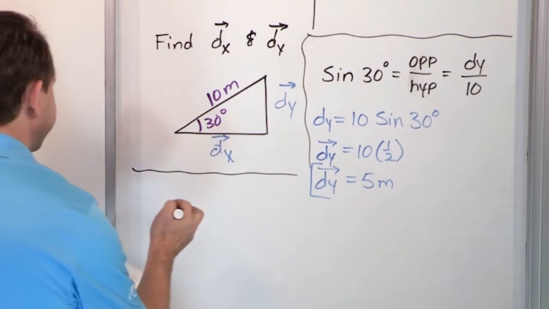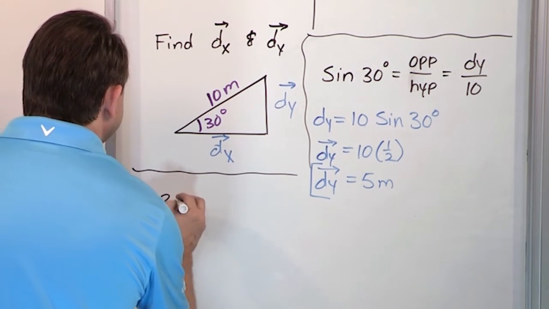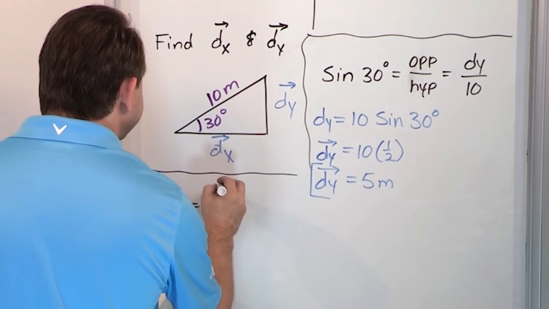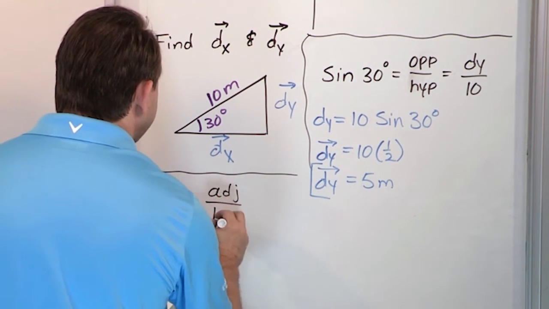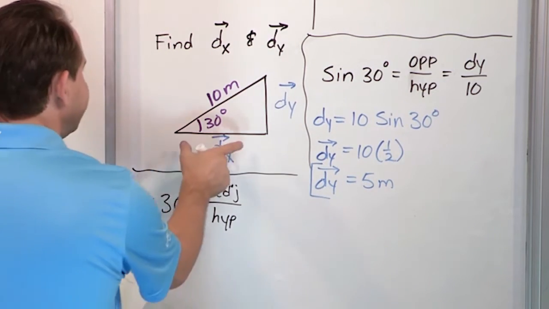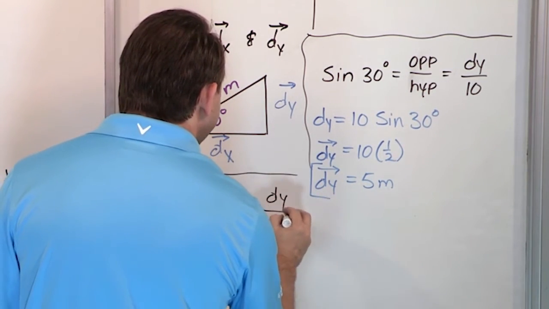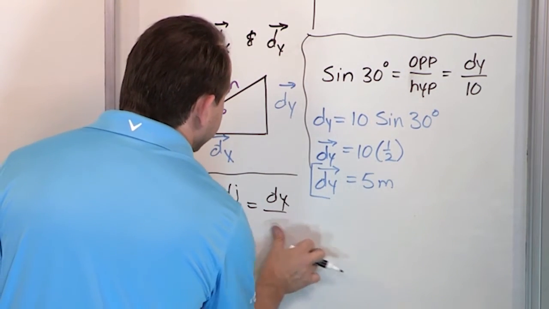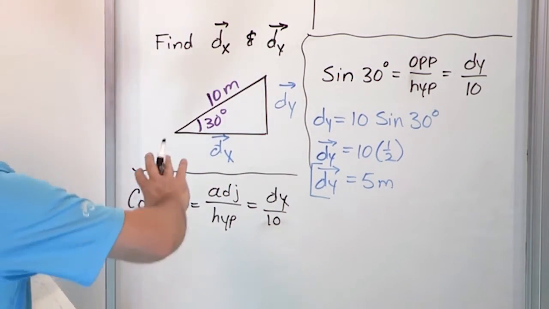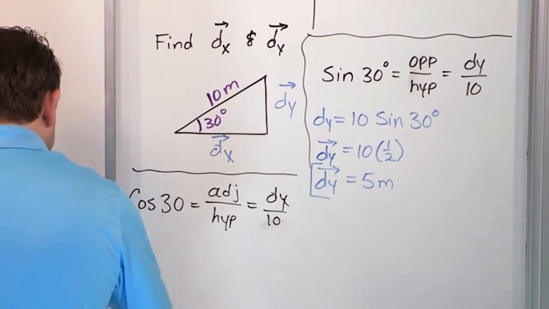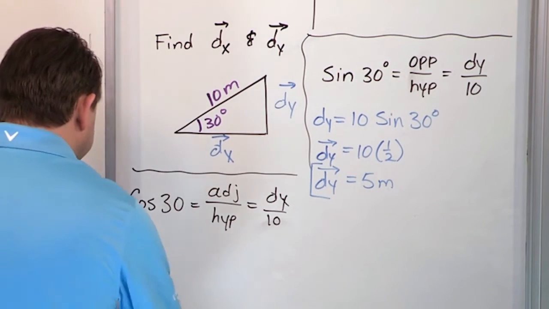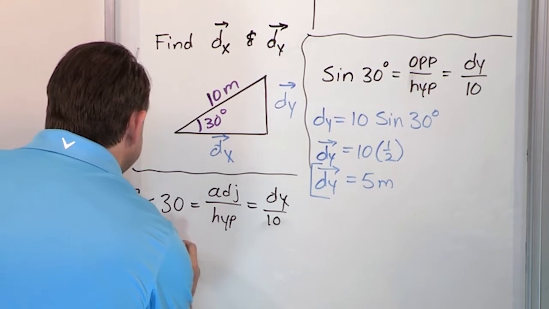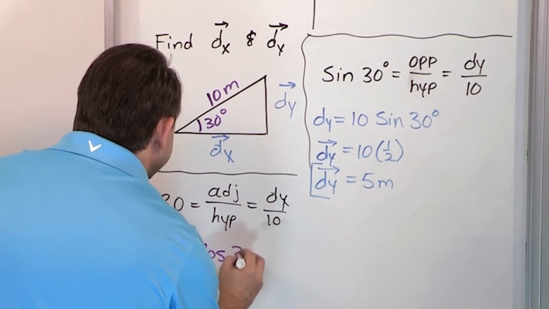Well, go back to your original definition of cosine. Cosine of 30 degrees is the adjacent side over the hypotenuse. Adjacent is dx, hypotenuse is 10. But again, I want to rearrange the equation because it makes it easier to understand what's important. So I'm going to rewrite it as dx is 10 times the cosine of 30 degrees.